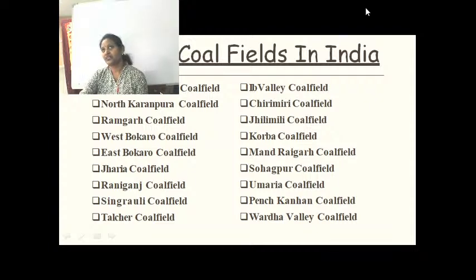Then this is the list of the coal fields in India. So this one, the last one you can just see, Wardha Valley coalfield. Wardha Valley means from wherever the Wardha river flows, that valley consists of a lot of coal deposits, and near Sasti and near Chandrapur these coal mines are there, so they are referred to as Wardha Valley coalfields. Okay, is it clear now?